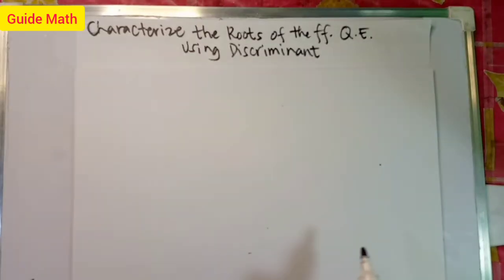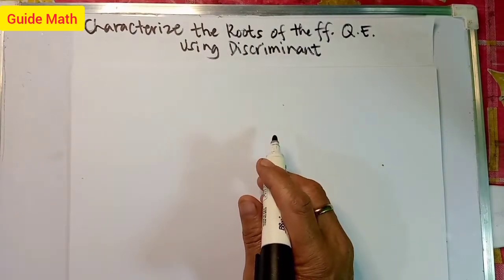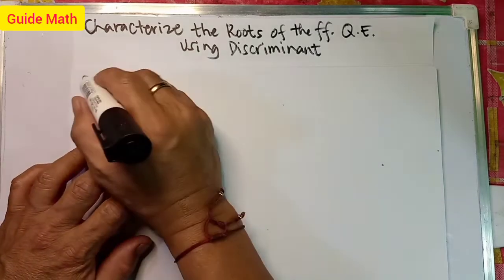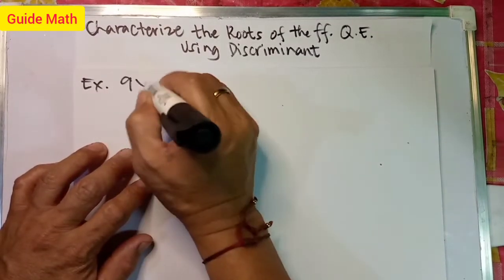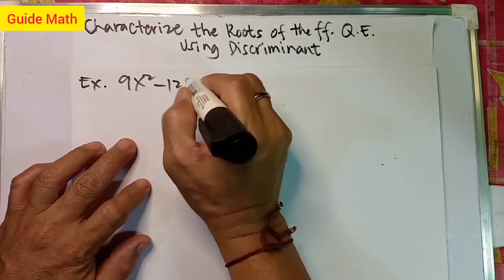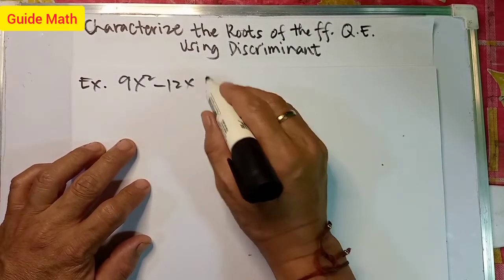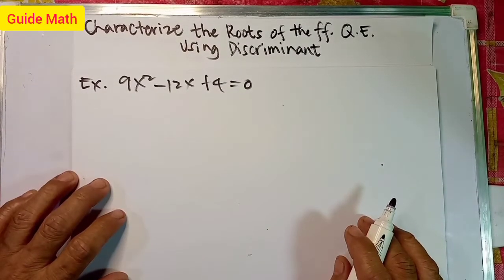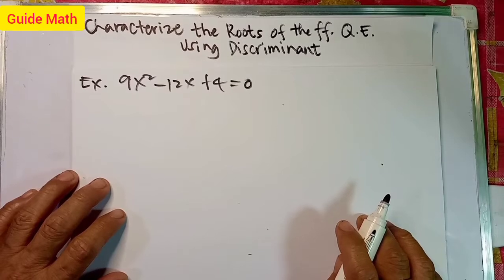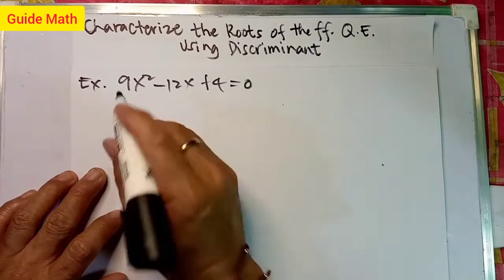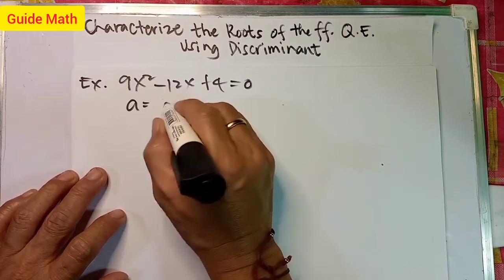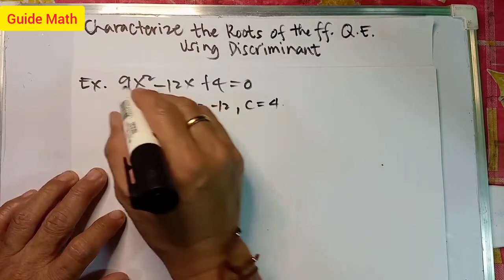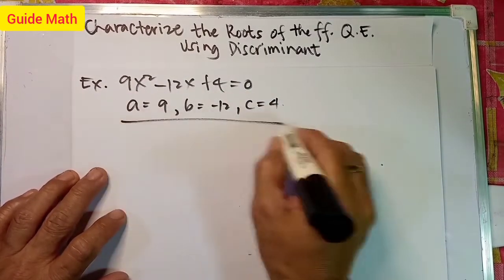So, we will go now to another example. Suppose we have, let's say, 9x squared minus 12x plus 4 is equal to 0. Okay? So, paano natin isusolve ito? Alamin natin the value of our A is 9, the value of our B is negative 12, and the value of our C is 4. A, B, C. Tandaan natin yan.